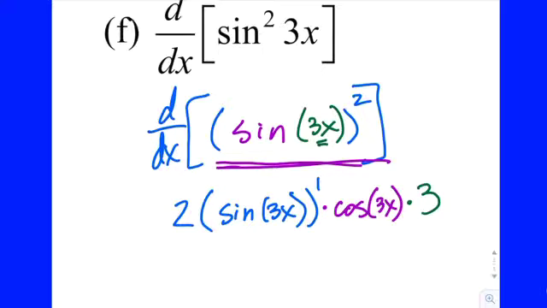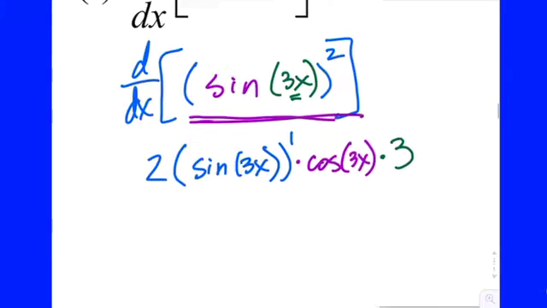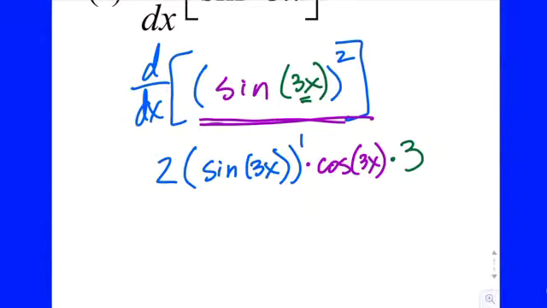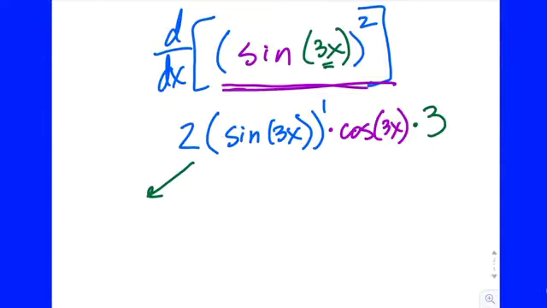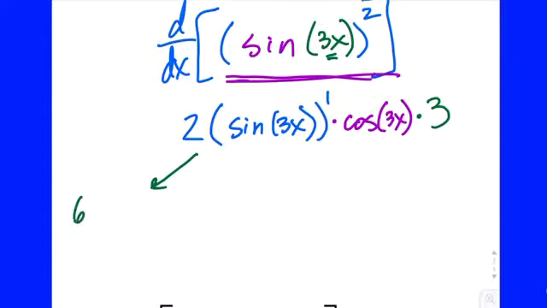So there's your answer. Derivative is over. Derivative only lasts 1 line. Now there's a couple of ways we can simplify this. The easiest way to simplify it is just to bring the 2 and 3 together and call it 6 sine of 3x cosine of 3x. That works.